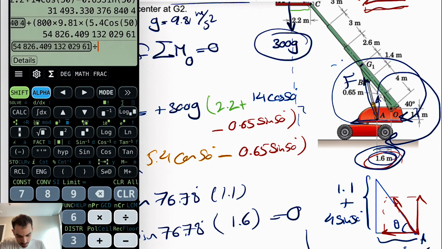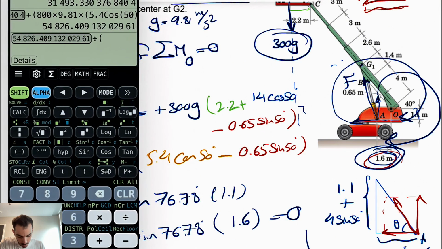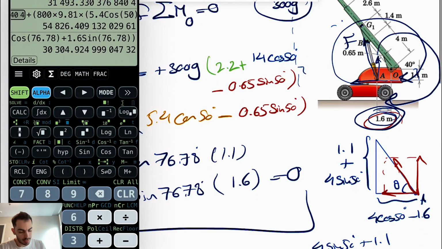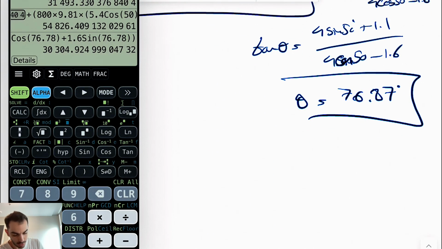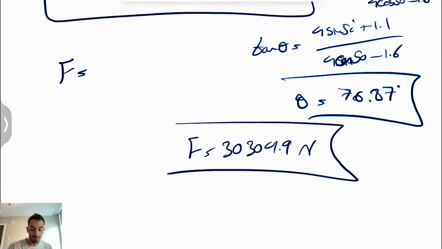And this needs to be divided by these two values in here, 1.1 cosine of 76.78 plus 1.6 sine of 76.78. And yeah, that's going to be the final answer for this question. Our F would be 30,304.9 newtons. And the final answer for this question.